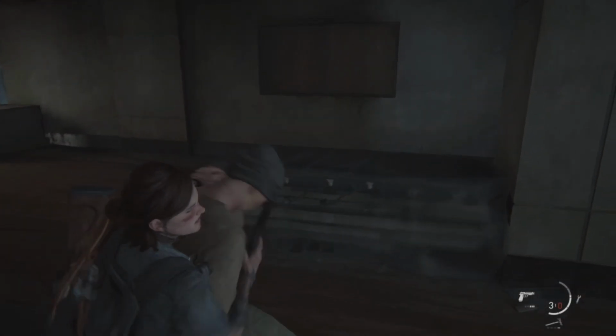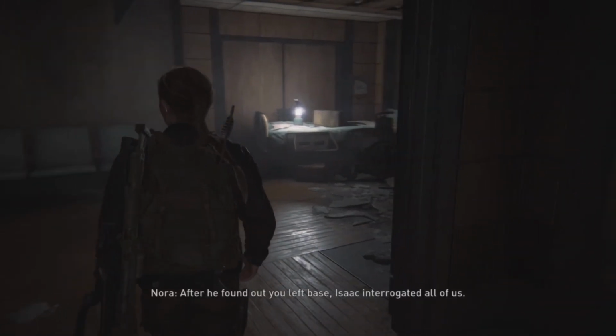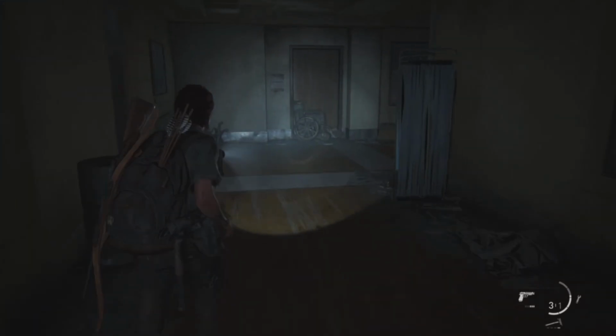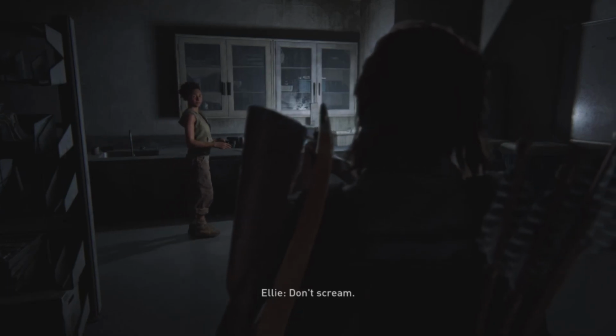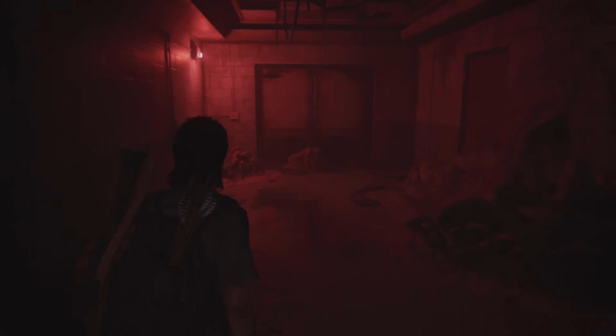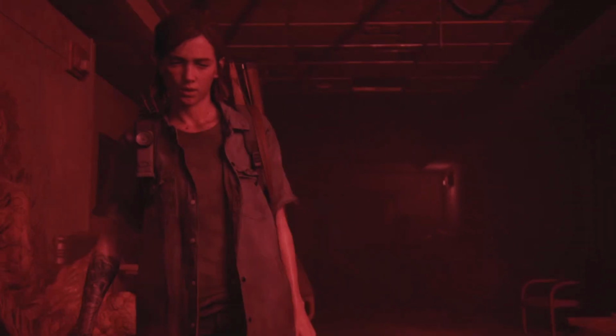Number 5. Ellie and Abby had no idea that they were in the hospital at the same time. The majority of The Last of Us Part 2 takes place across 3 days, in which players first control Ellie and then Abby. During the second day, Ellie went to the Wolf Hospital in her search for Abby and her friends. There, she found Nora, who tried to run away from Ellie but ended up breathing in spores in the process, allowing Ellie to interrogate her.